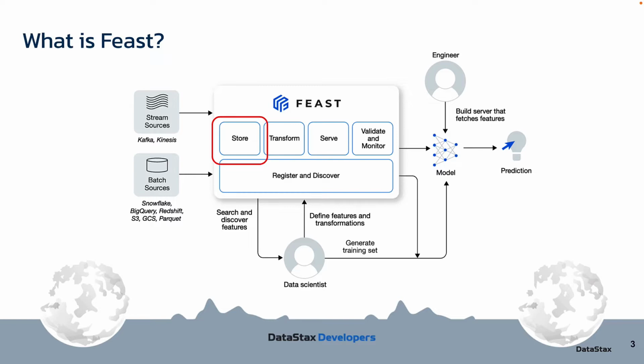Online storage, on the other hand, typically only stores the latest feature values for each entity, essentially modeling the current state of the world. Online stores are usually eventually consistent and are usually implemented with key value stores like Apache Cassandra.